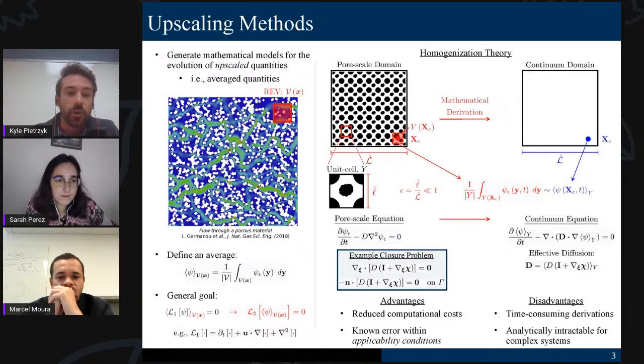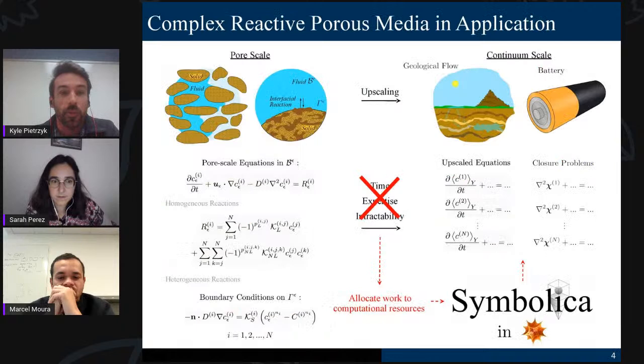The advantage of this is that you're going to reduce computational costs significantly because you don't have to resolve all these geometries. And you also have a known error threshold within certain physical regimes, and those are called applicability conditions. The disadvantage of these models is that they're time consuming to derive and they're analytically intractable for complex systems. So for example, if you had a really complex porous network or reaction network in a porous medium with multiple homogeneous and heterogeneous reactions, it might take you a lot of time and mathematical expertise in order to derive these upscaled equations.